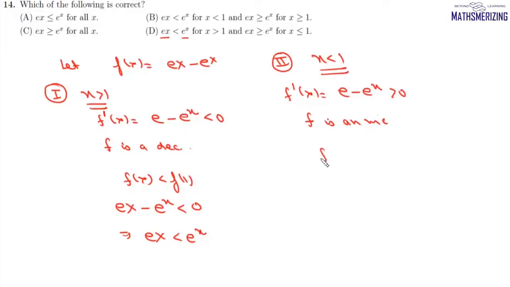Now if f is increasing, then fx will be less than f1, which is ex minus e to the power x less than 0. That is, ex is less than or equal to e to the power x. So in both the cases, whether x is greater than 1 or less than 1, ex is always less than e to the power x. And if we take x as 1, then both these expressions will be equal. So answer to this question will be ex is less than or equal to e to the power x for all x, and that's your option A.